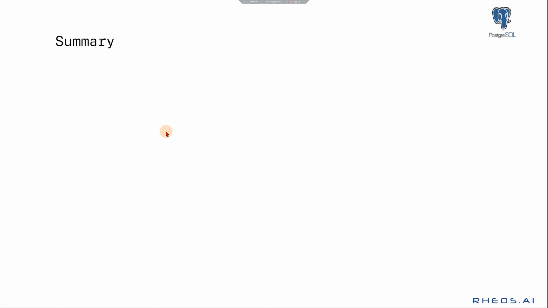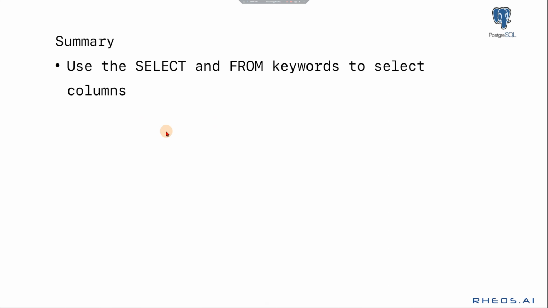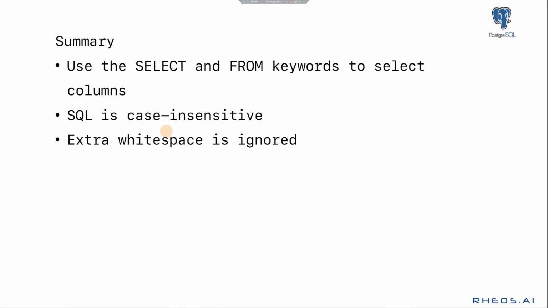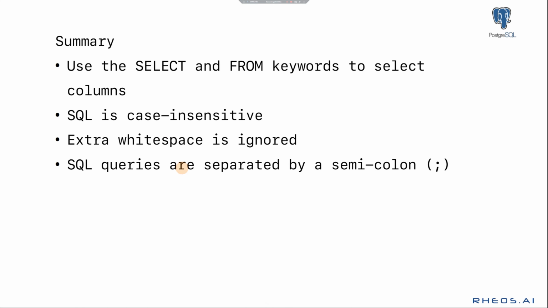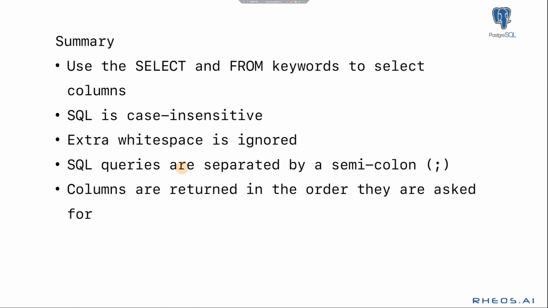So, to recap, we use the select keyword to select columns from a table. SQL is case insensitive, but we fully capitalize SQL keywords and keep user tables, columns, etc. in small letters for readability. SQL does not care about extra white space like extra spaces, tabs, and multiple lines. Use white space judiciously to improve readability. In case we have multiple SQL queries, they must be separated by a semicolon. Columns are returned in the order they are asked for. The from portion of the SQL query is executed before the select.